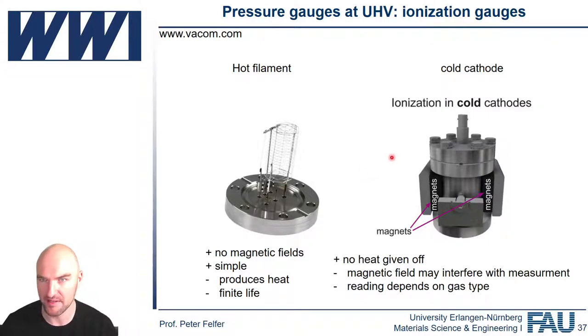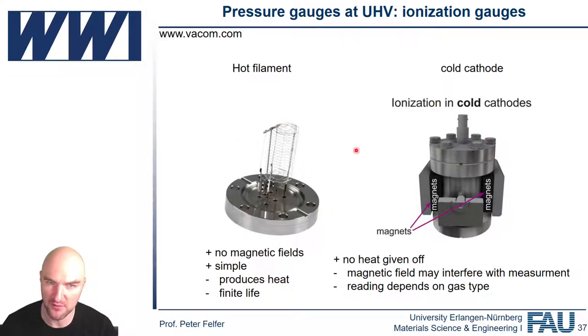The reason why we have ionization gauges is because we need to measure at the ultra high vacuum, and that doesn't work through membrane-like measurements anymore. Instead, we ionize the residual gas in the chamber and measure the current that we can produce through that. We can do that with a hot filament, or with cold ionization gauges, and both are used in all kinds of atom probe instruments. The hot filaments have no magnetic field and they're very simple, but they produce heat and they have a finite life. The cold ionization gauges are almost a little bit more prevalent.